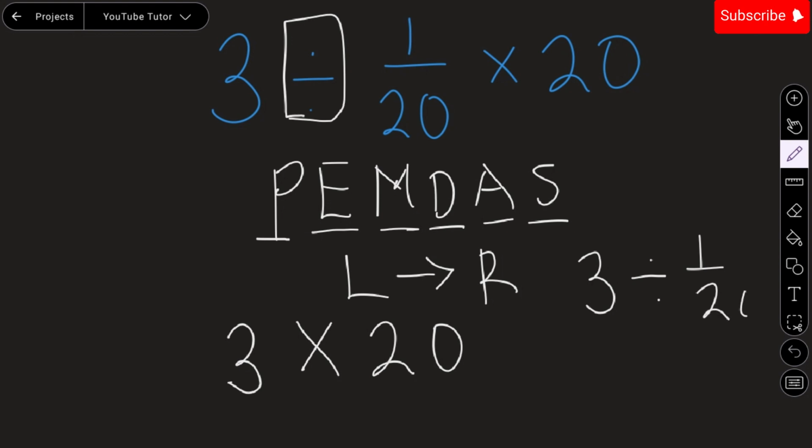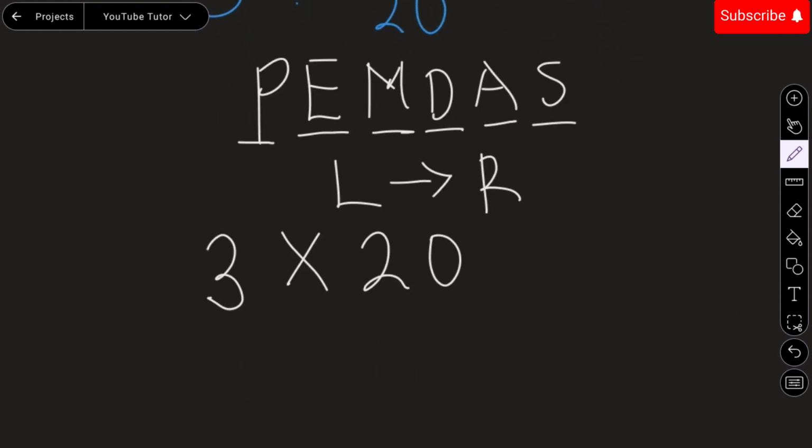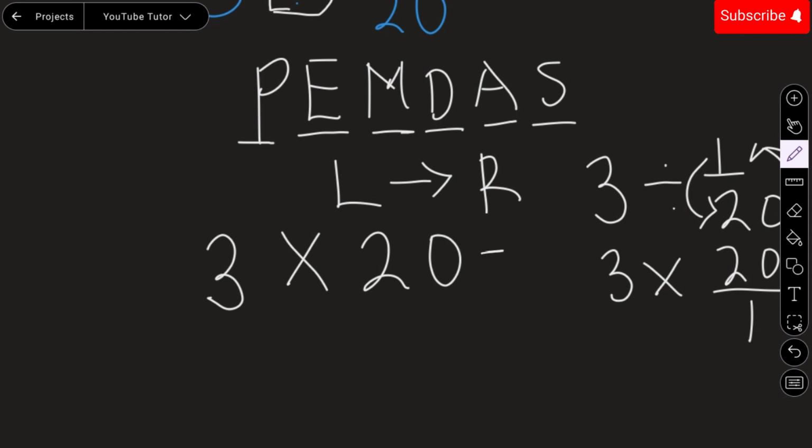like this, you change it to multiplication and you reciprocate. So now when you reciprocate, you see that the 1 comes down and the 20 goes up as the numerator. That's the same thing I've done here. So this is equal to 60.